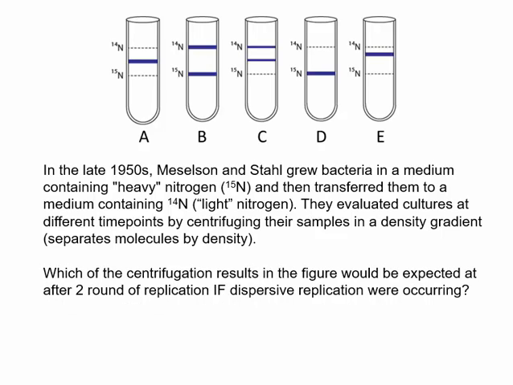All right, let's try another one. So same setup, but different question. Which centrifugation result in the figure above would be expected after 2 rounds of replication if dispersive replication were occurring? Which of these would be consistent with that? Right, so that would be E, where you've got this kind of intermediate amount of heavy DNA. You don't have just light, you don't have just heavy, and you're not quite at a halfway point, but somewhere in between light and half, hybrid.